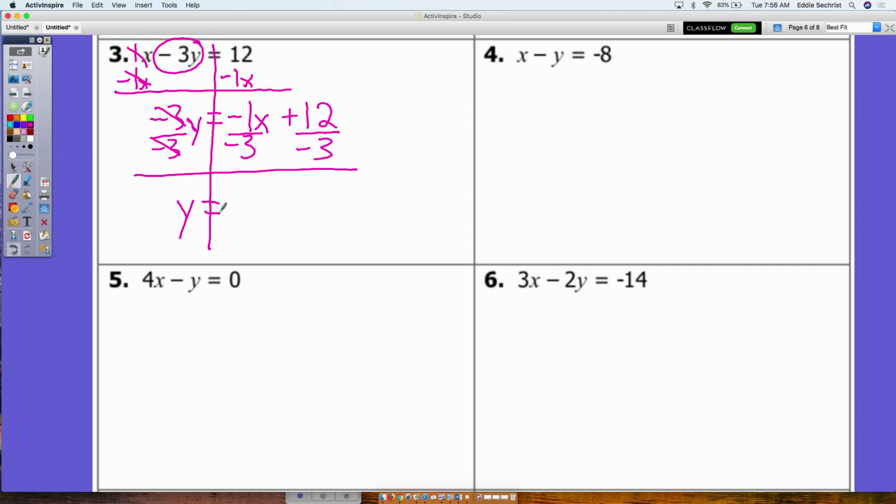Now let's look at our slope. Our slope is negative 1 divided by negative 3, which actually makes it positive 1 over 3. And the x just kind of hangs out next to it. And then we have our y-intercept is 12 divided by negative 3, which is a negative 4.